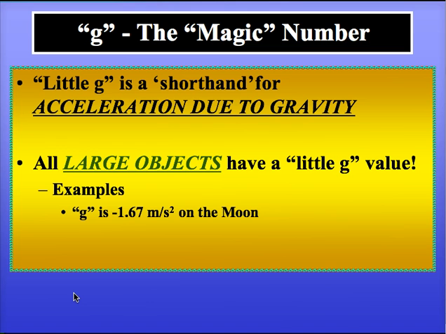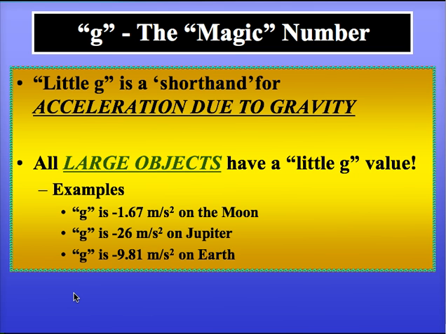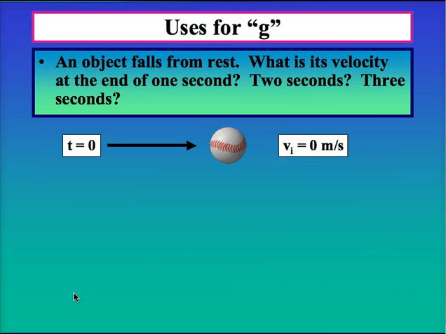Examples: the moon has a gravity of negative 1.67 meters per second squared. That's why astronauts seem to jump so high on the moon. And conversely, Jupiter, one of the largest planets in our solar system, or the largest, has a negative 26 meters per second squared acceleration, almost 3 times that of Earth. Earth, of course, g equals negative 9.81 meters per second squared on the surface of the Earth.